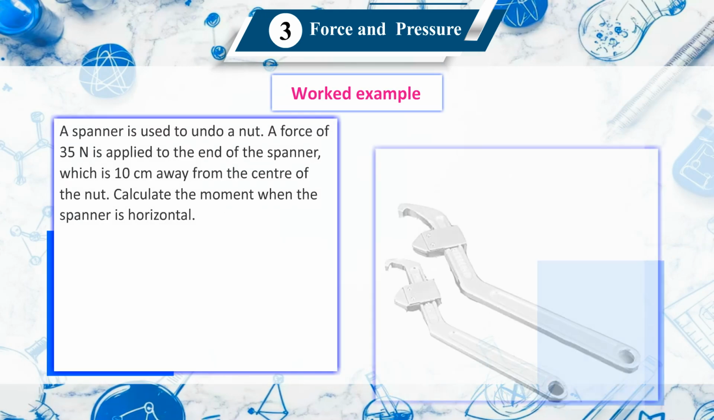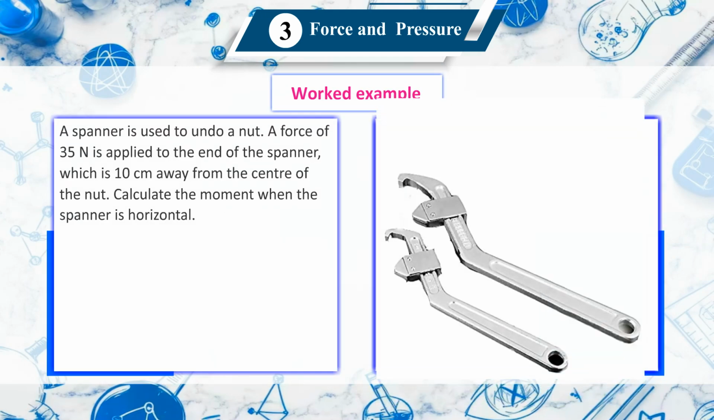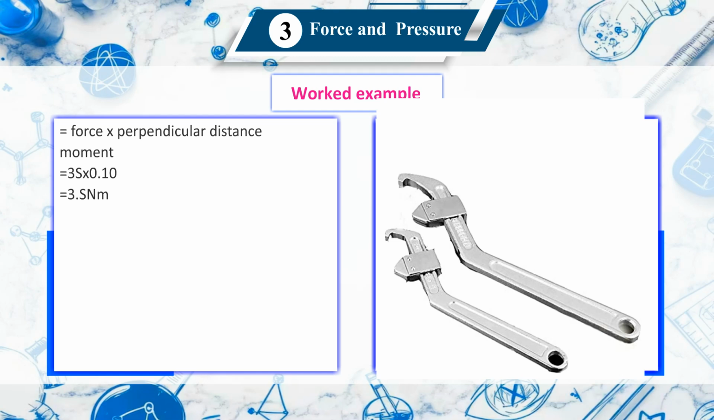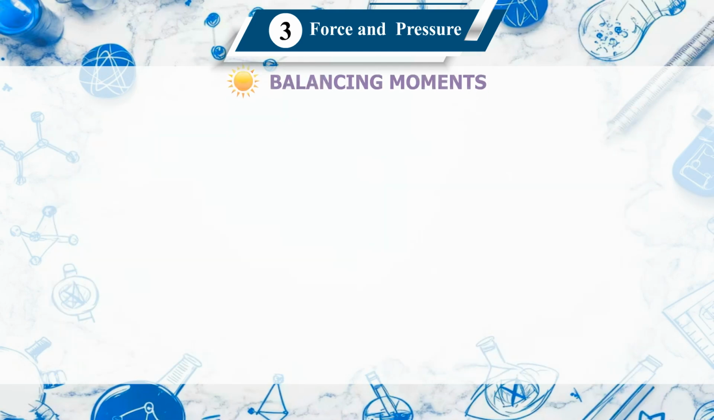Worked example. A spanner is used to undo a nut. A force of 35 newtons is applied to the end of the spanner, which is 10 cm away from the center of the nut. Calculate the moment when the spanner is horizontal. 10 cm equals 10 divided by 100 equals 0.10 meter. Moment equals force multiplied by perpendicular distance. Moment equals 35 multiplied by 0.10 equals 3.5 newton meters.